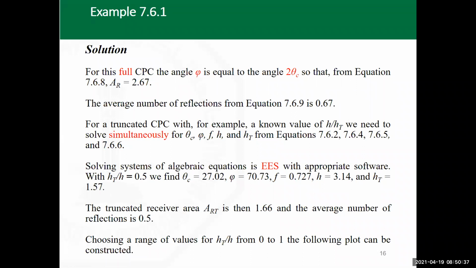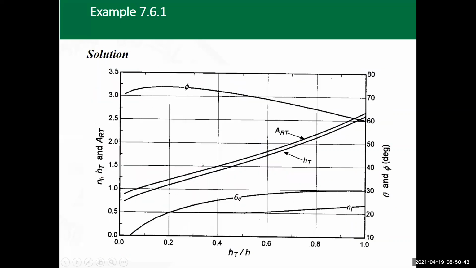Then he's looking for what would be the different values if this HT over H changes. So in our calculations, we got it 0.5. So we got this value of n, this value of theta c, this value of ht, this value of a r for the truncated one, and the value of phi.